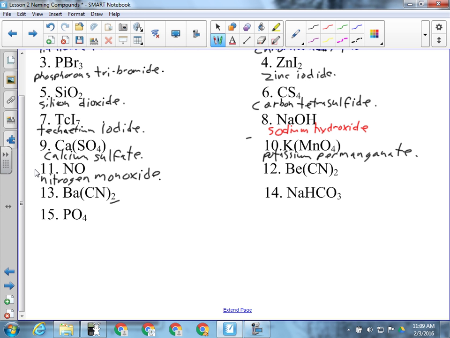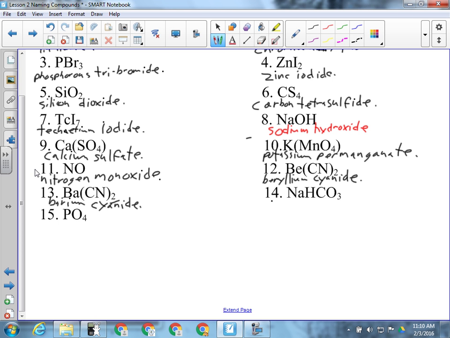Okay, for number 12, I've got beryllium with cyanide, ionic or molecular? Ionic. So we got beryllium cyanide, which is highly poisonous. All right, barium cyanide. Okay, we got barium, we got cyanide here. It's an ionic compound. Okay, we don't need any prefixes. Also, highly poisonous. Anything with cyanide in it is bad for you.